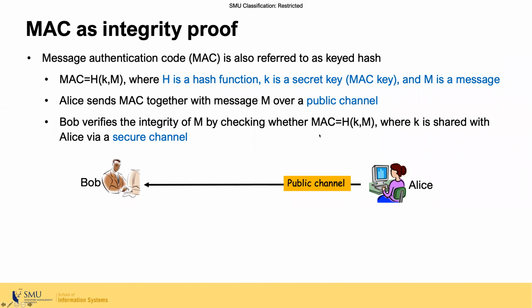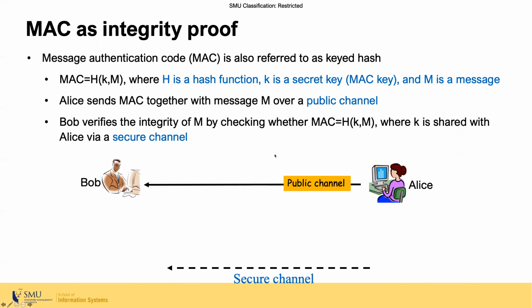So let me illustrate the message integrity proof verification process right here. MAC is computed using a hash function. It can be any standard hash function. It doesn't have to be MD5, the one that I showed earlier. It can also be MD4 or SHA-1, SHA-2, SHA-3, and so on. And the key K has to be used, sometimes referred to as the MAC key. And M is the message to be hashed.